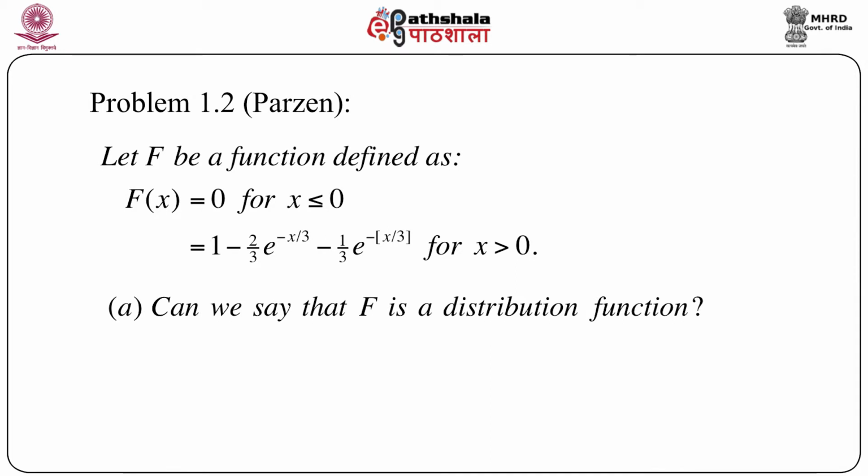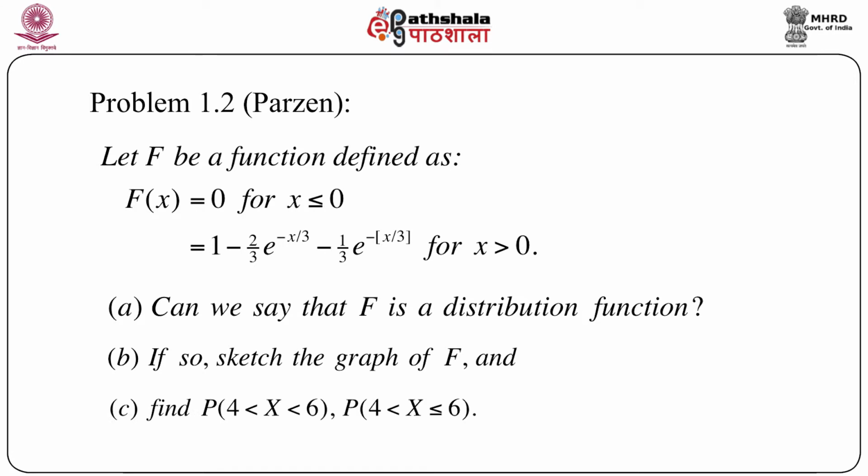Now the question is, can we say that F is a distribution function? And if we can show that capital F is a distribution function, we need to check the graph of F. How does F look like? You will see that it's a very interesting graph of F. And we need to calculate the probability that 4 less than X less than 6, and 4 less than X less than or equal to 6. So it is very interesting to note that here one probability expression contains X less than 6, another X less than or equal to 6.